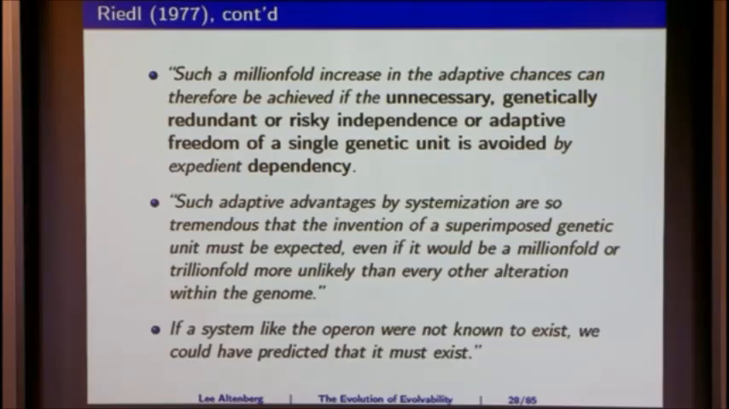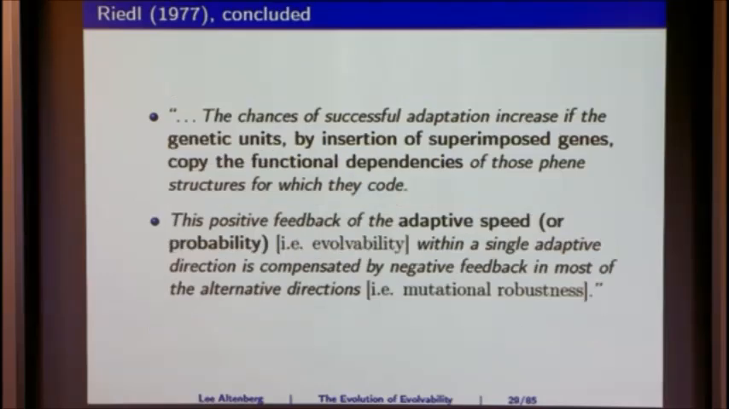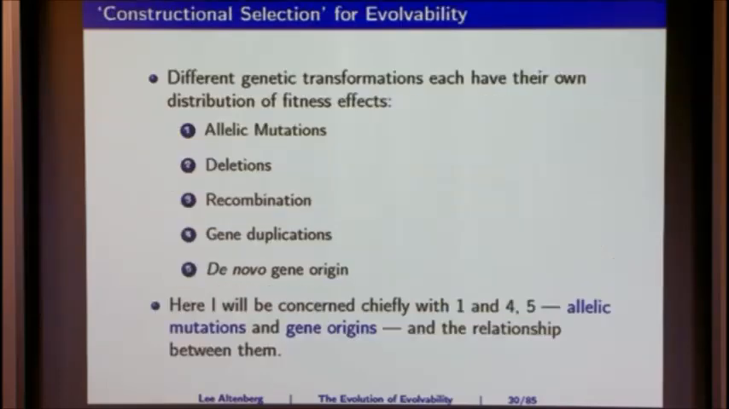So the chances of successful adaptation increase if genetic units, by insertion of superimposed genes, copy the functional dependencies of those phene structures for which they code. This positive feedback of the adaptive speed, or probability, that is evolvability, within a single adaptive direction is compensated by negative feedback in most of the alternative directions, that is mutational robustness in modern parlance. So, that is a rudimentary form of the idea that I want to try to describe.